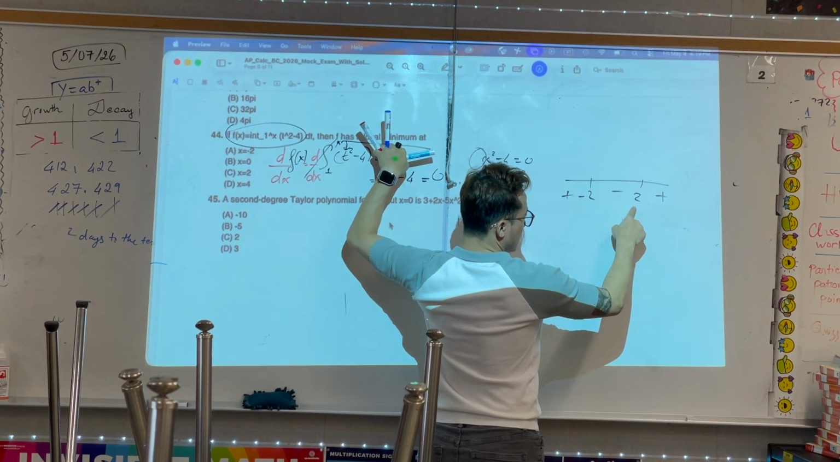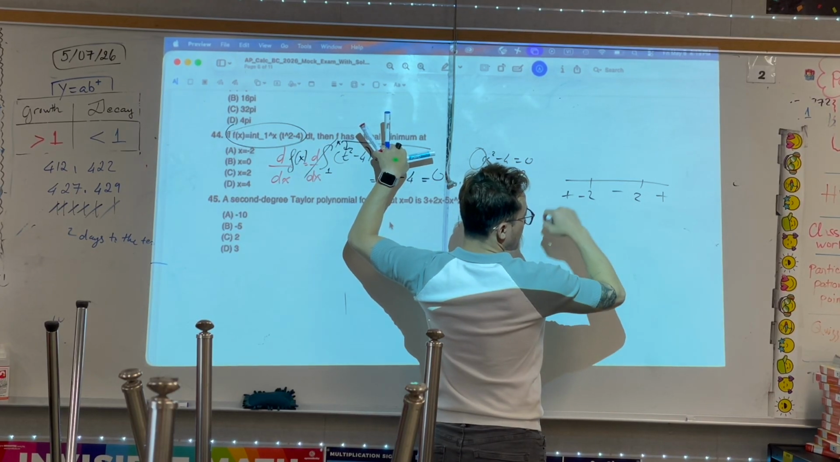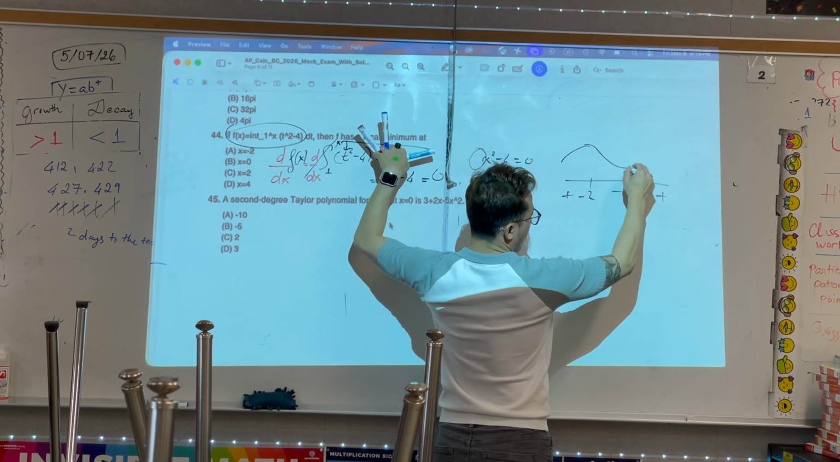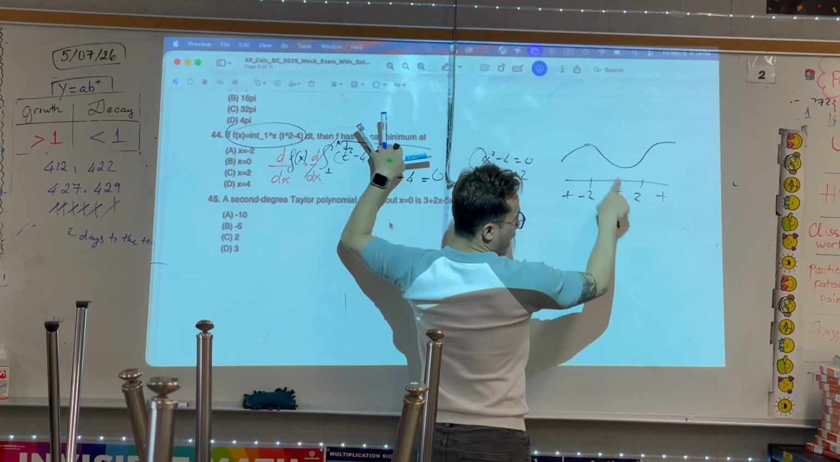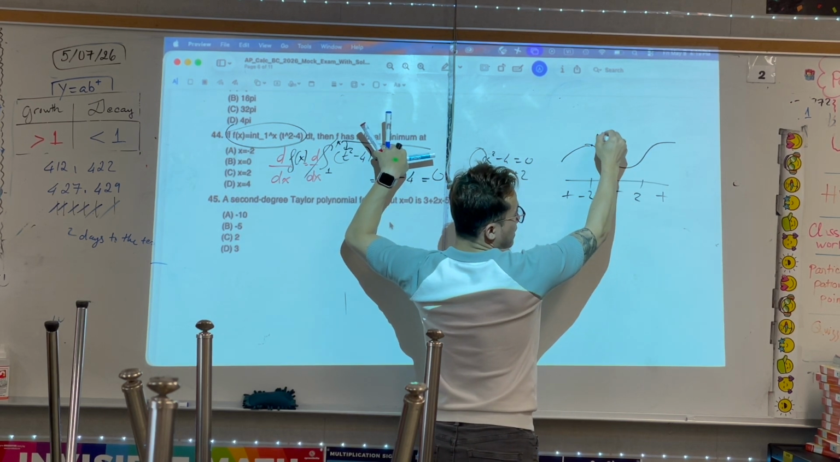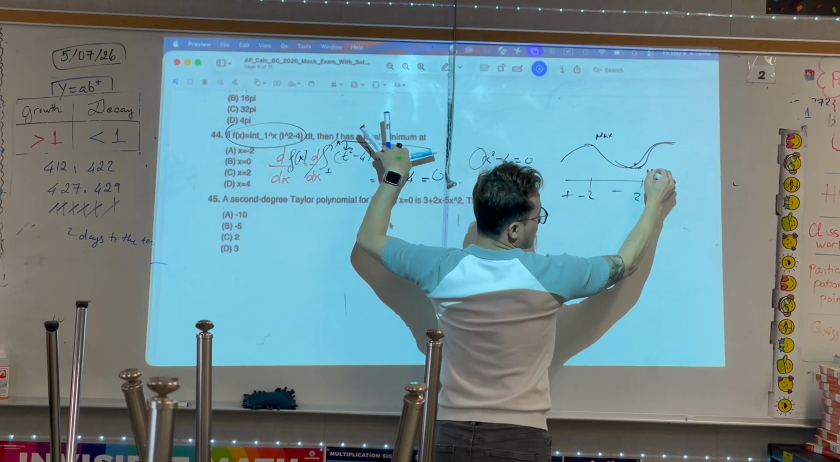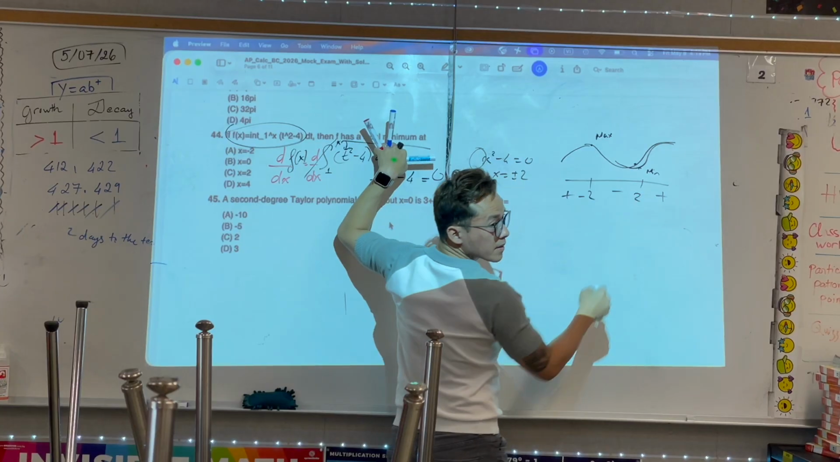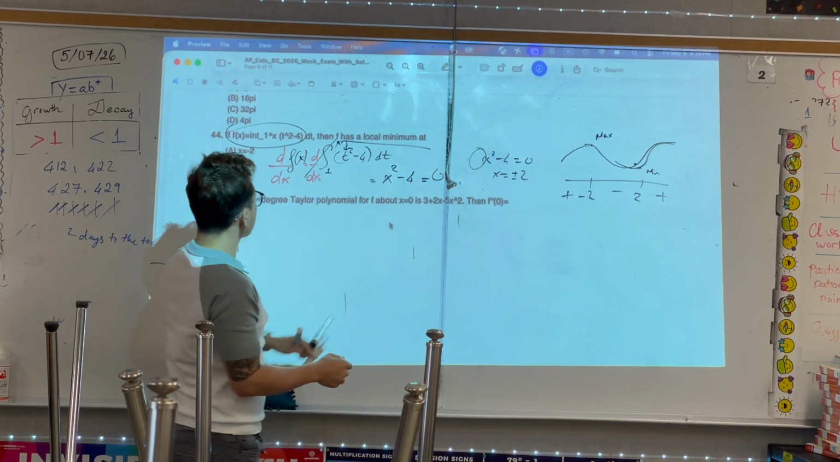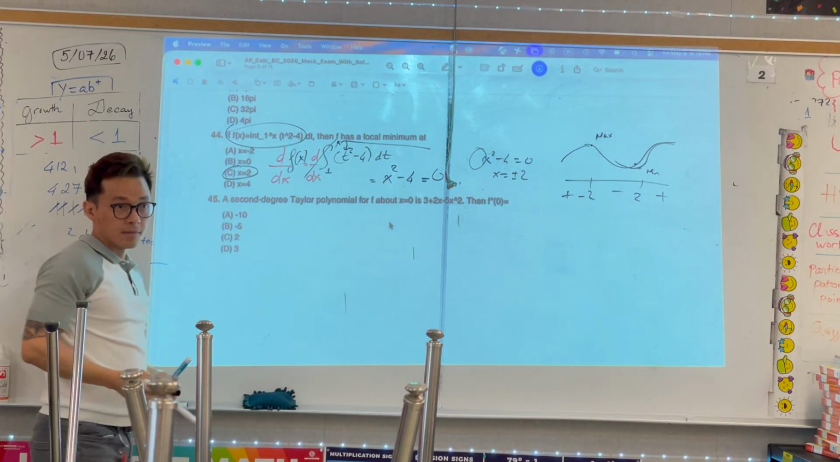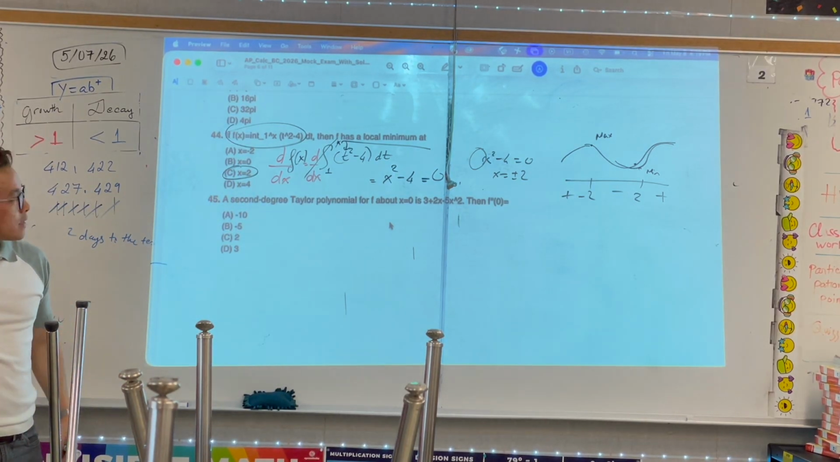Is it -2, 2, 2 or -2? It's 2. Why 2? Because it goes down, then it goes up. This is going to be the maximum, and this is going to be the minimum, because it goes from negative to positive. So the answer is C, 2.